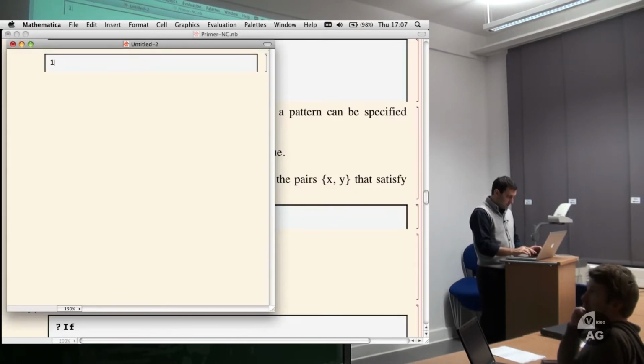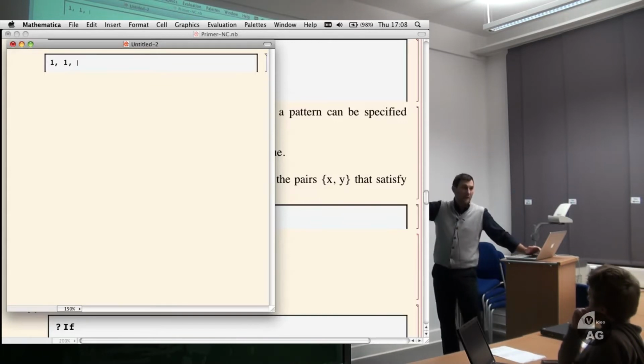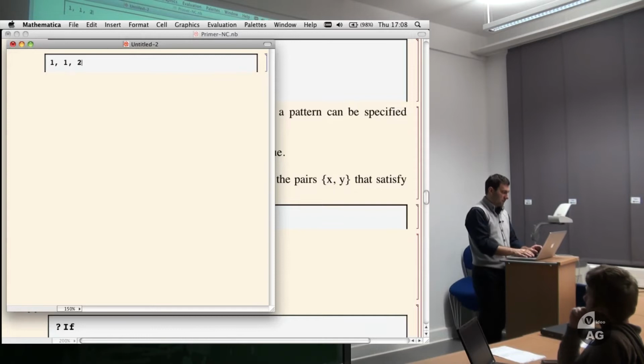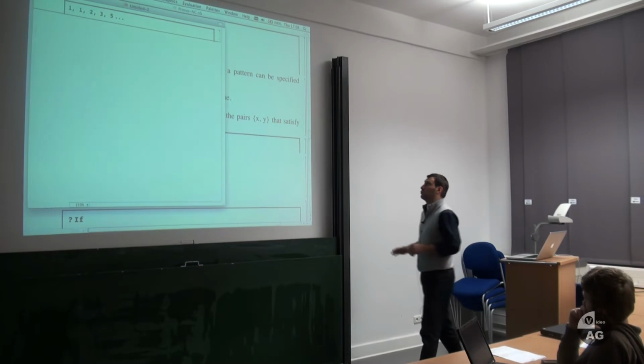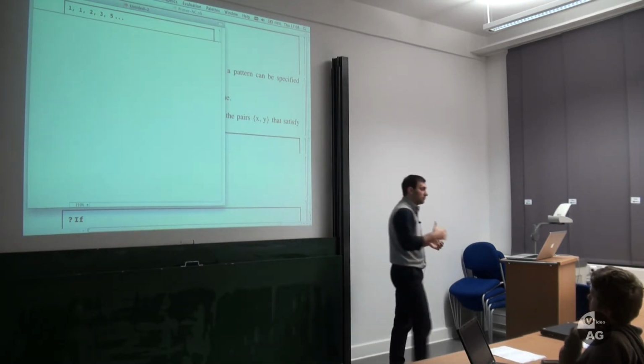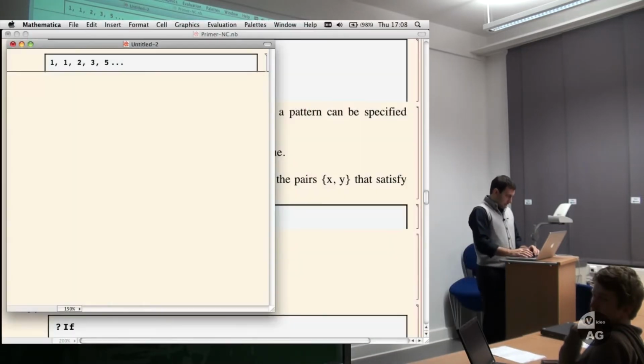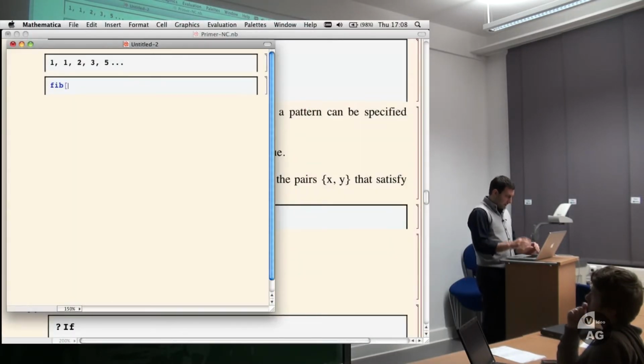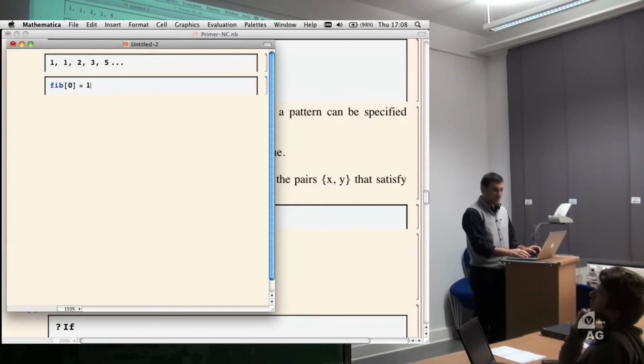It starts from 1, and then it goes 1 again, and then you have to add the previous 2 elements of the sequence. So 1 plus 1 is 2, 1 plus 2 is 3, 3 plus 2 is 5, and so on. And the question is how to write a function that computes them. We would say something like Fibonacci of 0 equals 1, just to initialize the sequence.